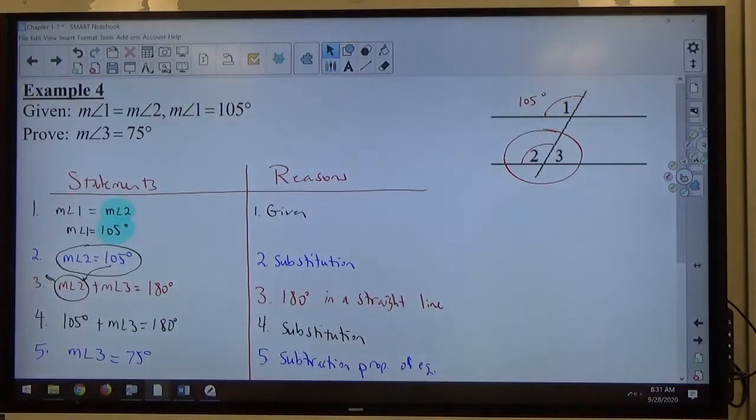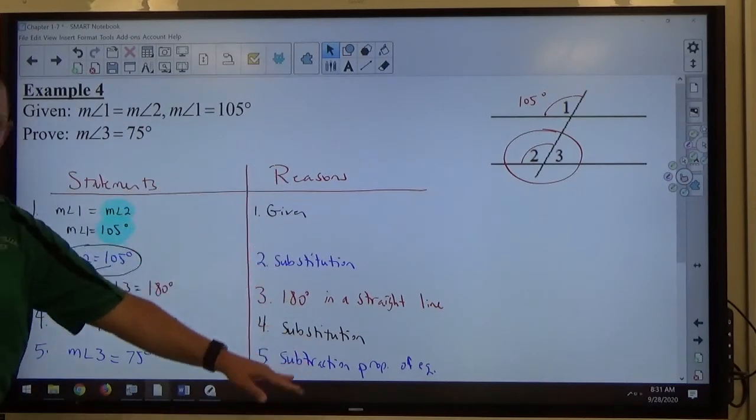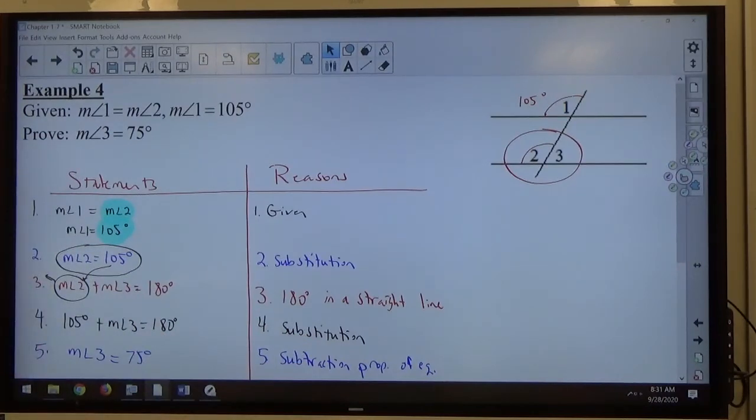Feel free to abbreviate to the extent I can understand what your abbreviation means. Prop of eq, property of equality, that means the same. So you can abbreviate a little bit there if you want to. All right, and there's the proof figured out, right? We start with the given, everything logically through until we end up with what we're trying to prove as the very last statement, and everything's been given a reason. That's what a good proof looks like.